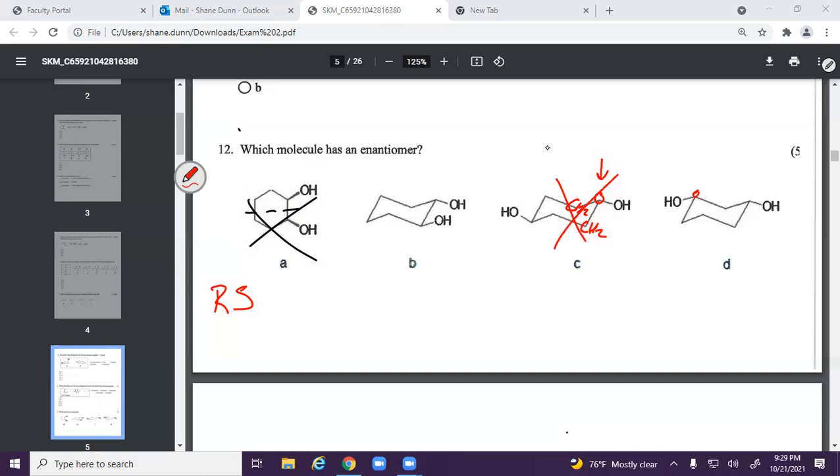Same thing with D, right? Not D. Those are going to be RS as well. And they're not going to be mirror images because you can't cut them in half. So enantiomers. You can't cut them in half. There's no line of symmetry. Okay, does that make sense?